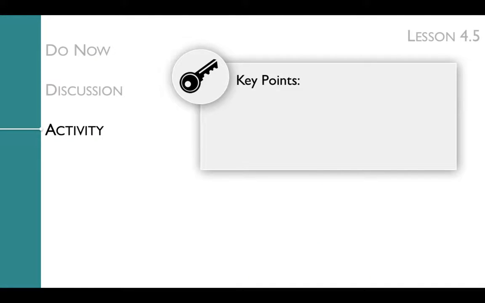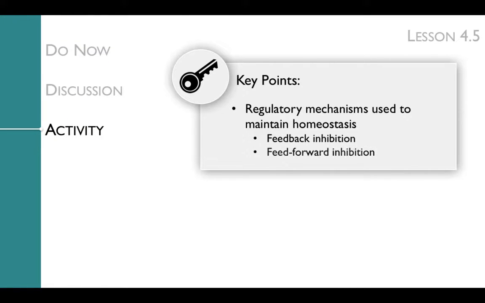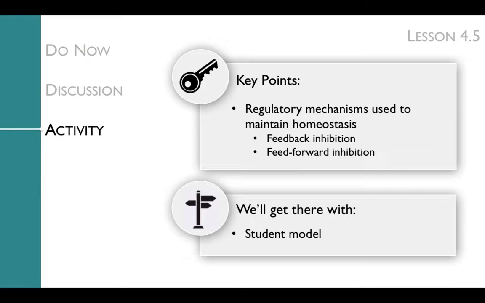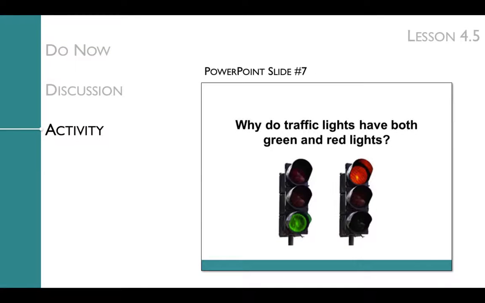The key points of the activity are again the regulatory mechanisms used to maintain homeostasis, including feedback inhibition and feed-forward inhibition. We'll get to these key points with a student model. The activity begins by asking students why traffic lights have both green and red lights. This question is framed to help students prepare for the models they will be creating.